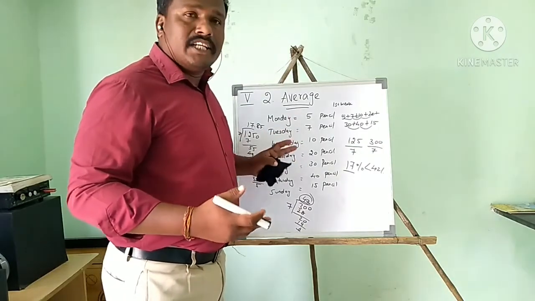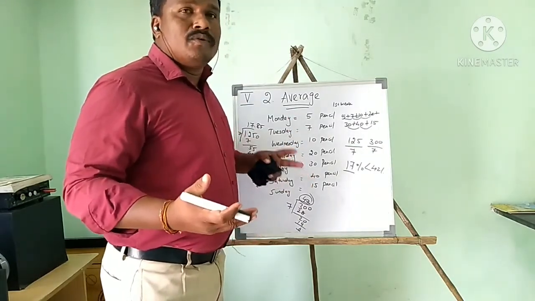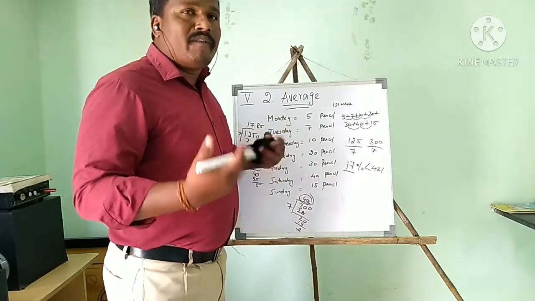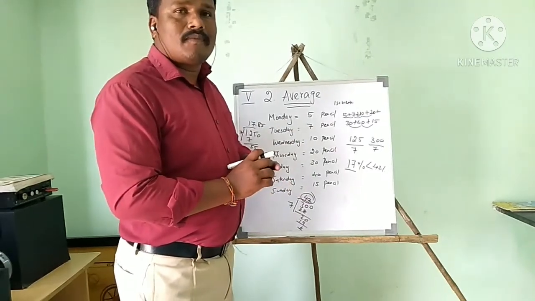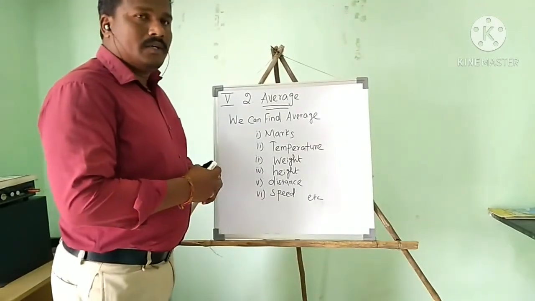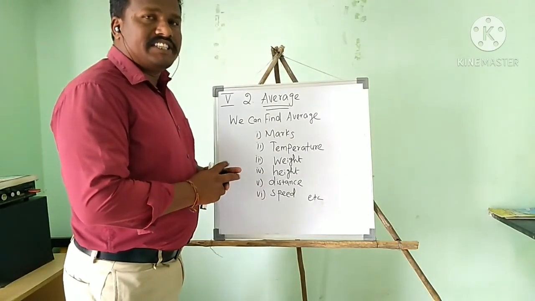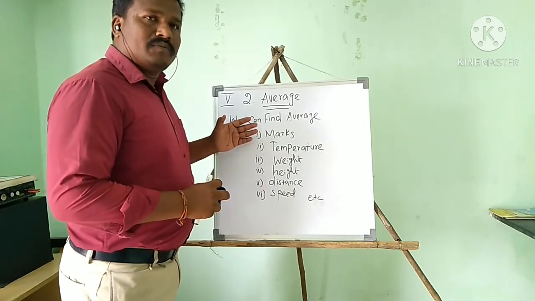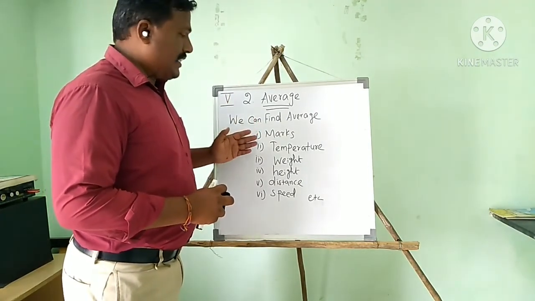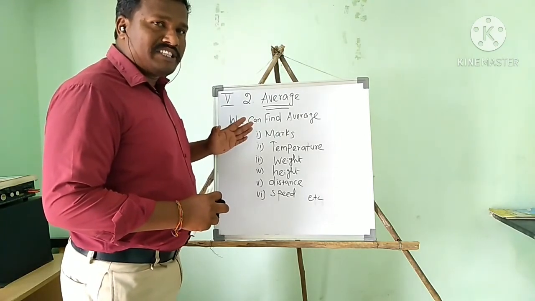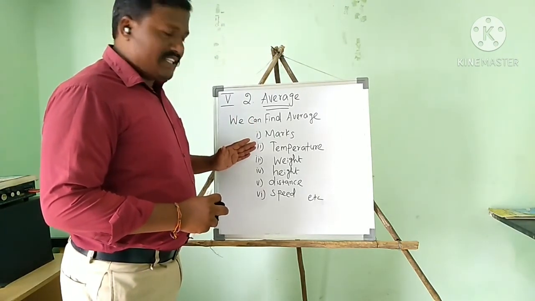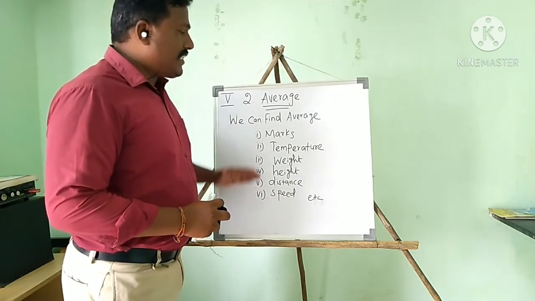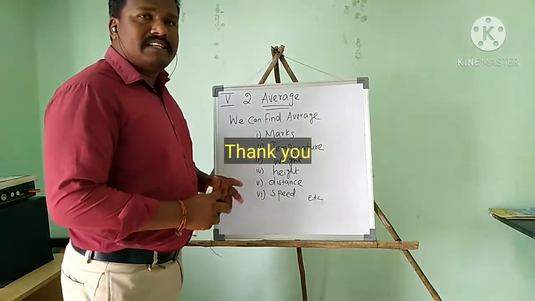So use this average. If you are a business person in the future and want to know whether your business is growing or not, average is helpful in real life. Where do we find averages? The marks: if you want to find the average mark, we find the average. Temperature, if you want to find the average temperature, then weight, average height, average distance, average speed. In these kinds of places we can find an average.